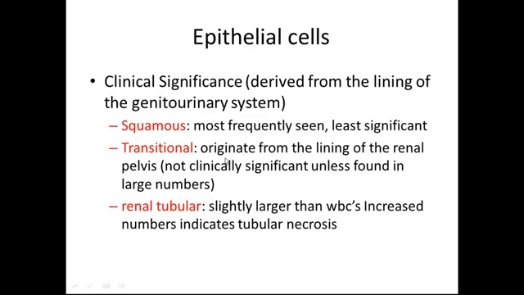Transitional cells originate from the lining of the renal pelvis and are clinically not significant unless they are found in large numbers. This can be an indication of renal failure or dysfunction. Renal tubular epithelial cells are slightly larger than white blood cells, and increased numbers indicate tubular necrosis. Chronic kidney disease is typically the cause of these in high numbers.